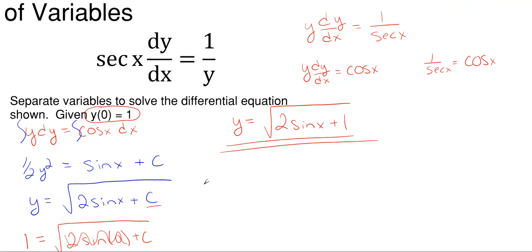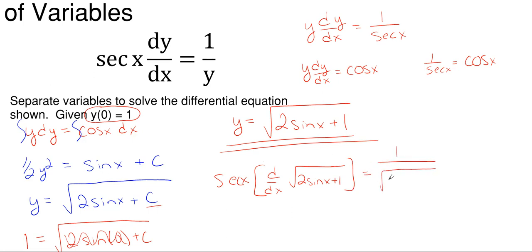So when we fill everything in, we have secant of x, dy/dx. All that means is that you're taking the derivative with respect to x of the y equation, which is the square root of 2 sine of x plus 1. All that has to be equal to 1 over your y, which is equal to the square root of 2 sine of x plus 1.